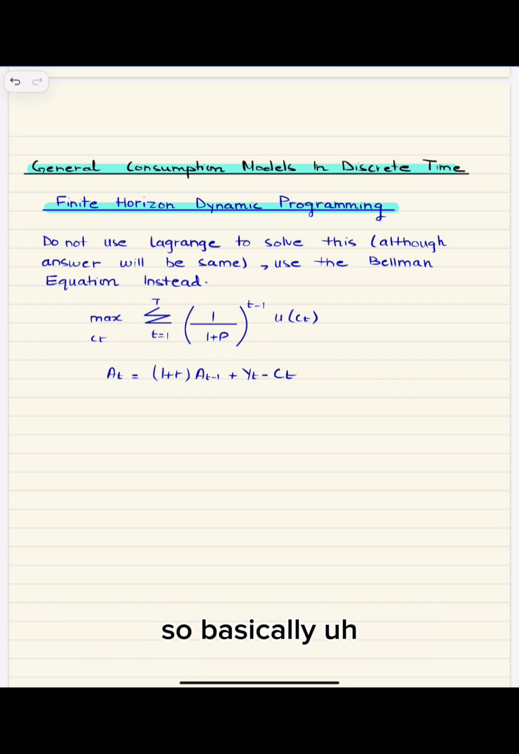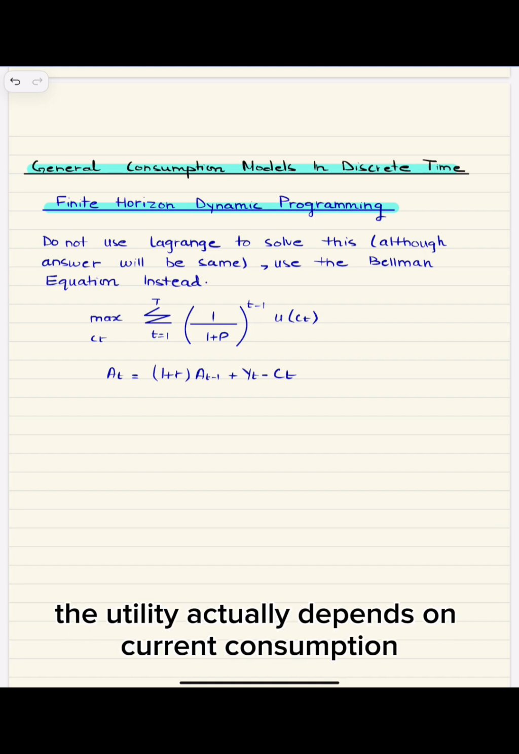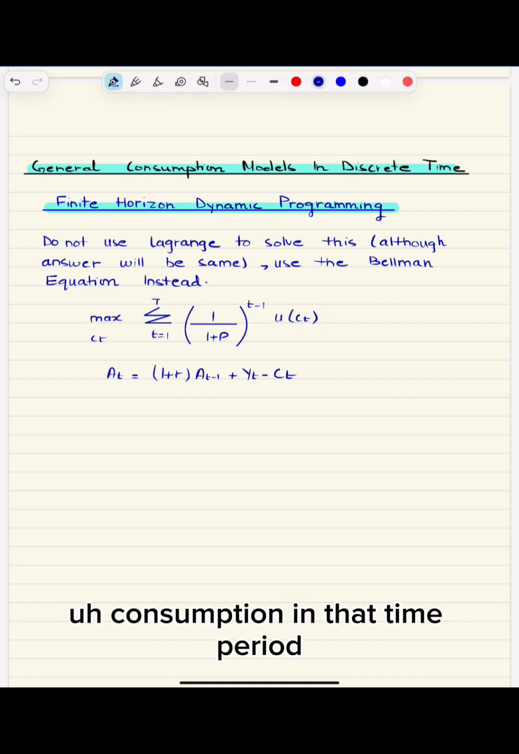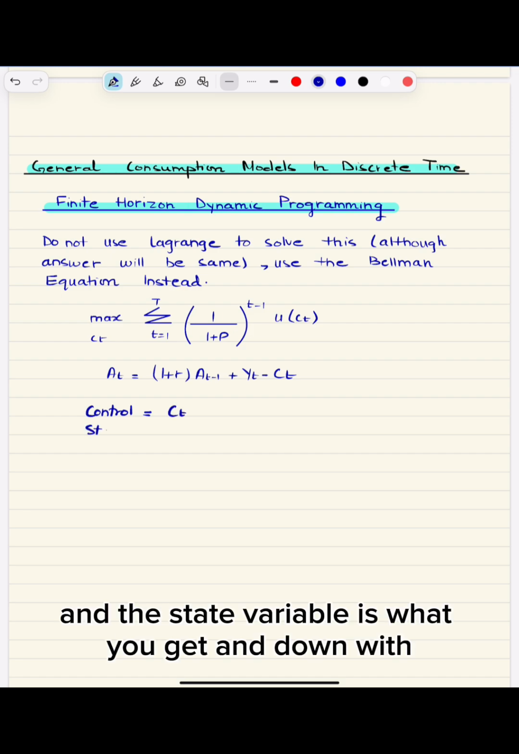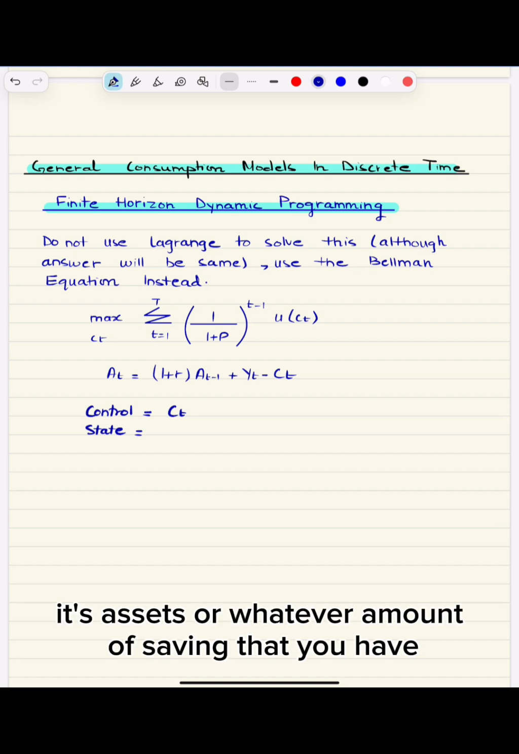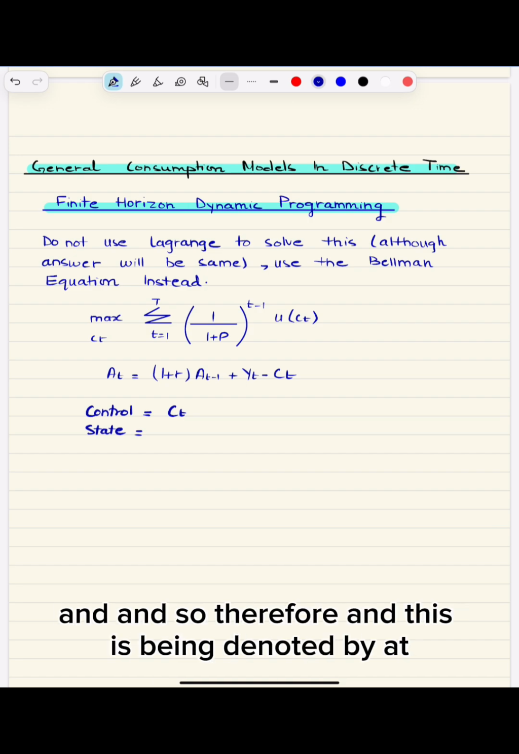Okay, so basically, the first step is to identify the state and control variables. As you can see, the utility actually depends on current consumption in that time period. Therefore, what is in our control? The control variable is consumption, and the state variable is what you get bound with, and in this case it's assets or whatever amount of saving that you have. And so this is denoted by A_t.